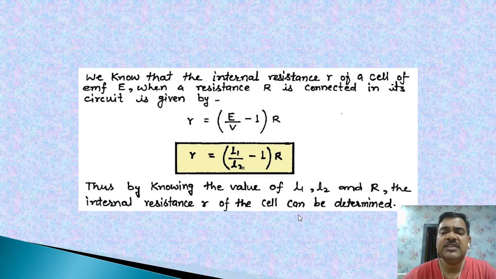We know that the internal resistance r of a cell of EMF E when a resistance R is connected in its circuit is given by r equals (E upon V minus 1) into R. Now we substitute the value of E upon V equals L1 upon L2, minus 1. Sometimes we write r equals (L1 minus L2) upon L2 into R. Thus by knowing the values of L1, L2 and R, the internal resistance small r of the cell can be determined. Thank you.